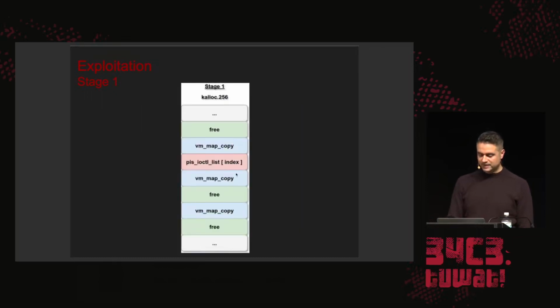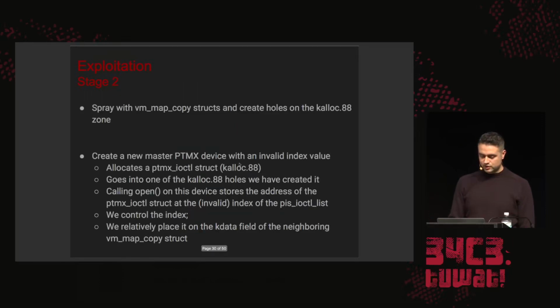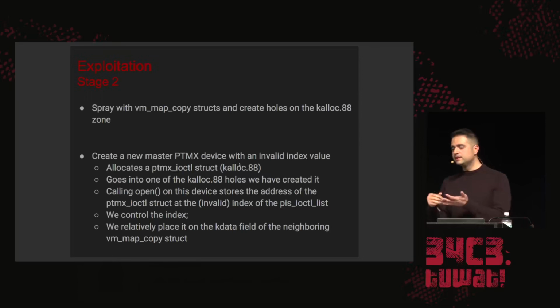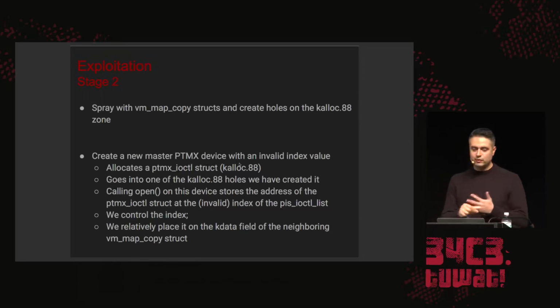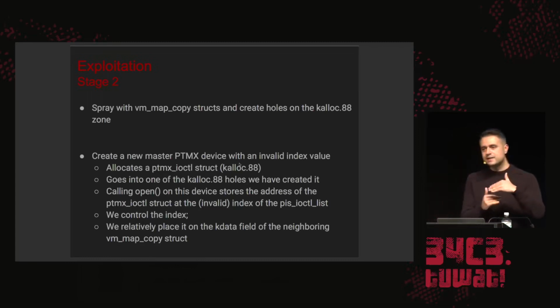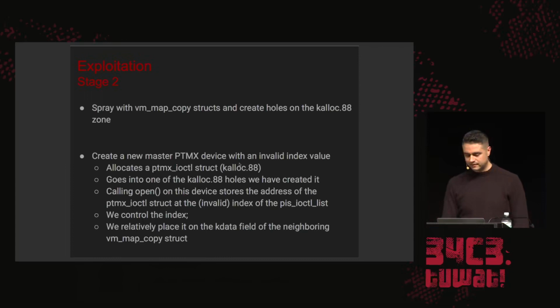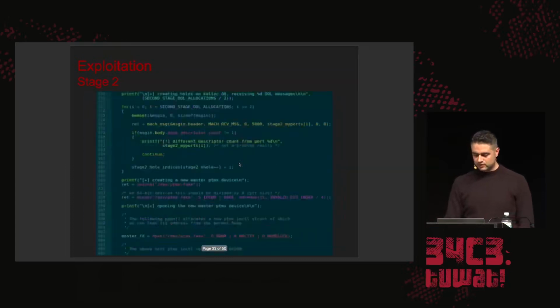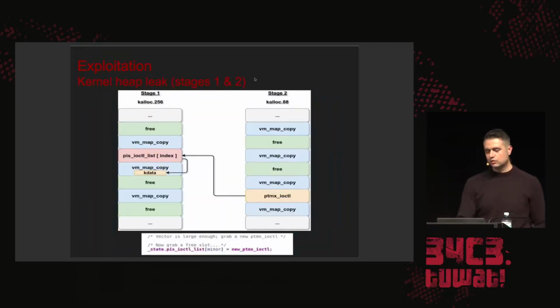remember that basically you control this index, right? So since I control the index, I point it to the key data element of the VMAP copy struct that I know is below the free slot that the array went into. I don't know the address, right? But I know the relative distance in bytes because I created the heap pattern.